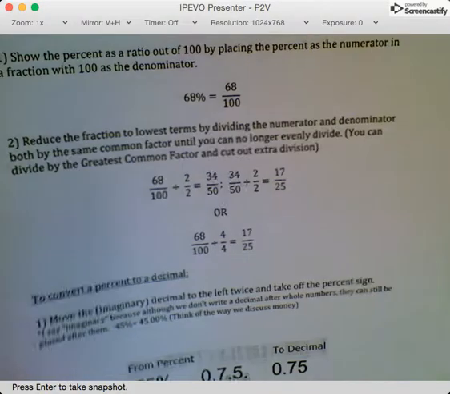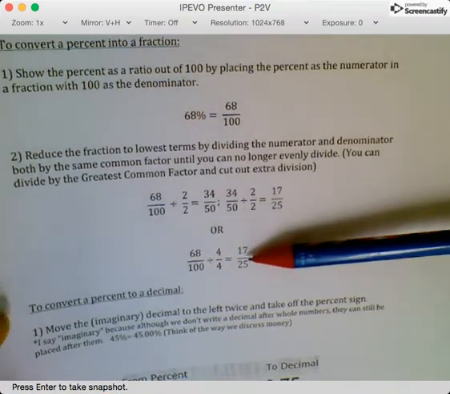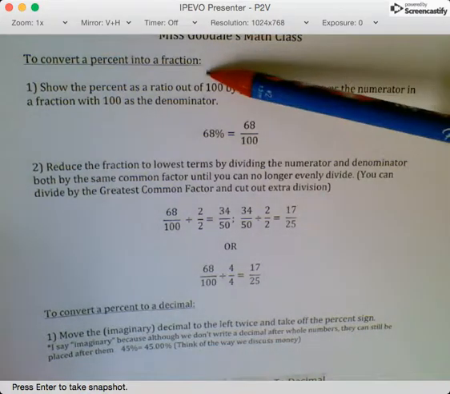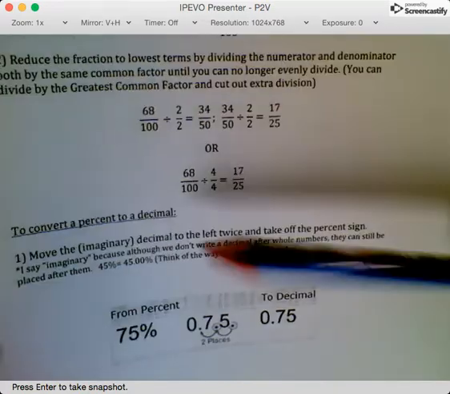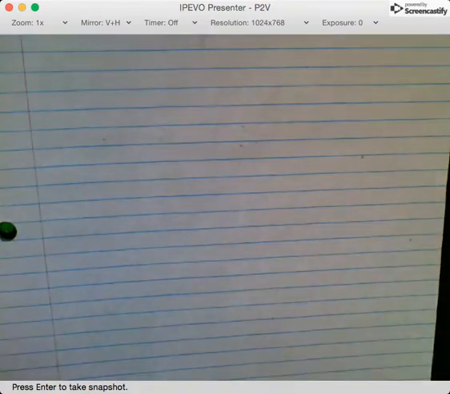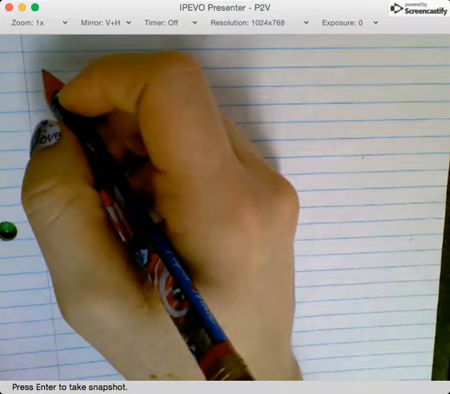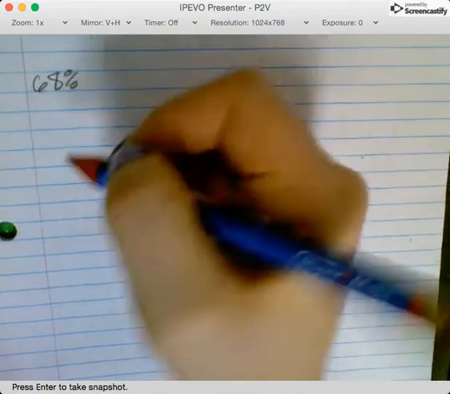I'm going to show you the sheet that we passed out in class that has the notes on it. It should have both directions on how to convert a percent to a fraction and from a percent to a decimal. Both of these methods are fairly simple and self-explanatory, so it may go fairly quickly. Let's start with the example that we have on the notes sheet.